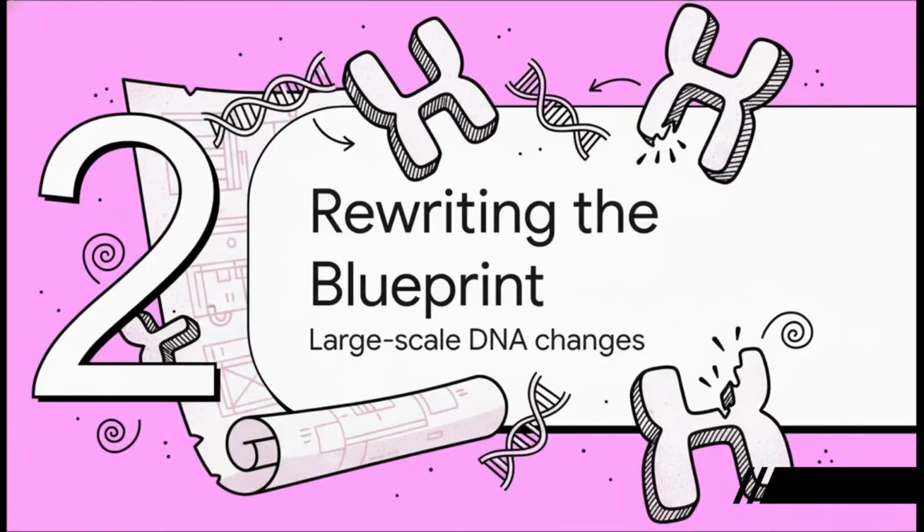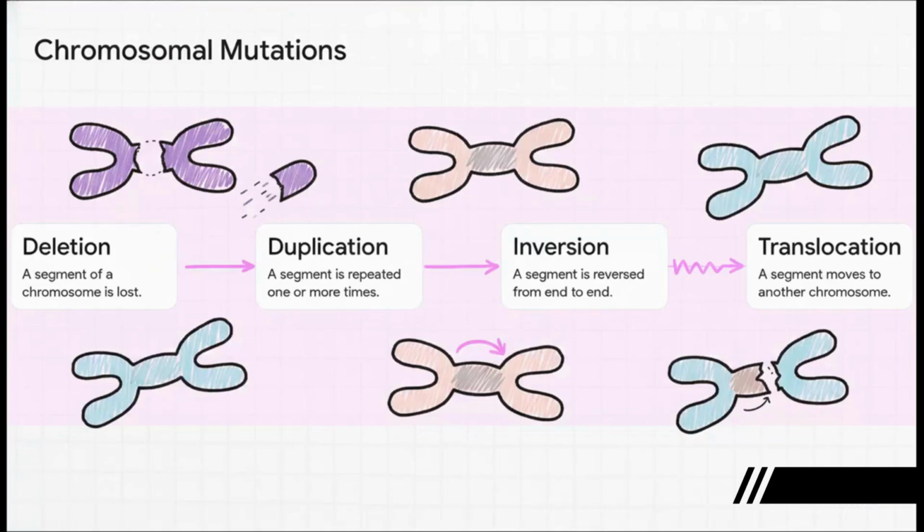All right, we've totally mastered the single-letter typos. Now let's zoom out and look at the blueprint errors, those big, large-scale chromosomal mutations. We're moving on from single genes to these massive changes that affect entire chunks of chromosomes. So these blueprint errors come in 4 main flavors you need to memorize.